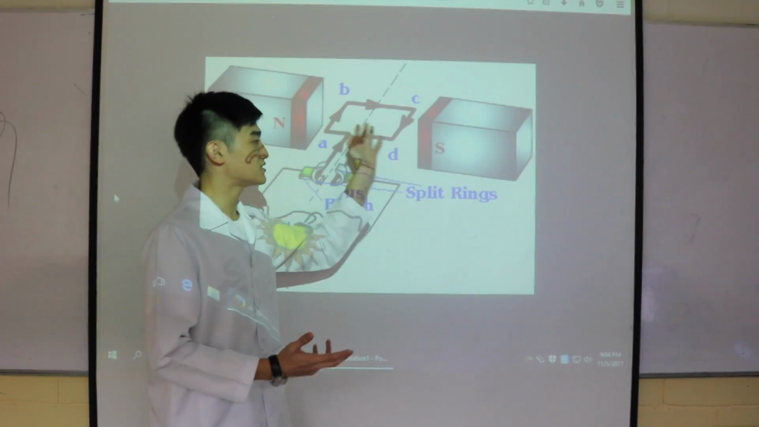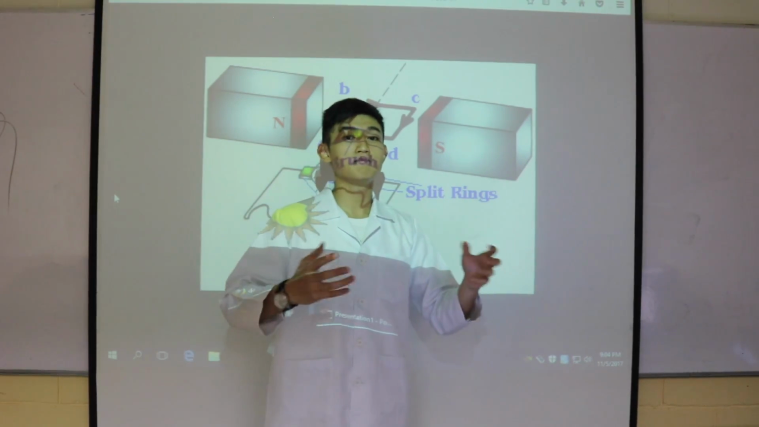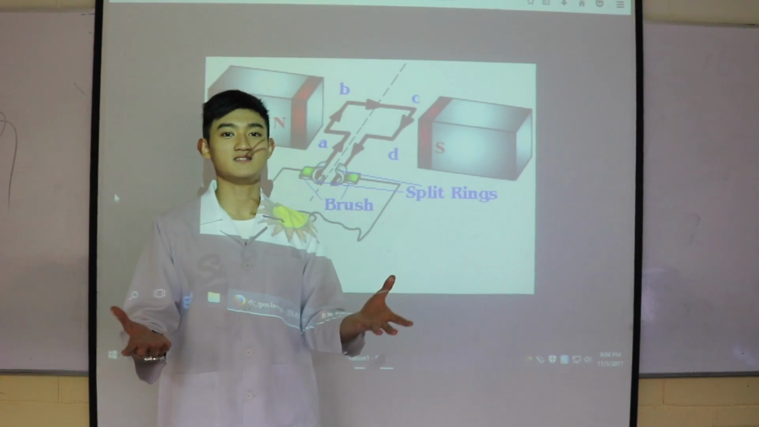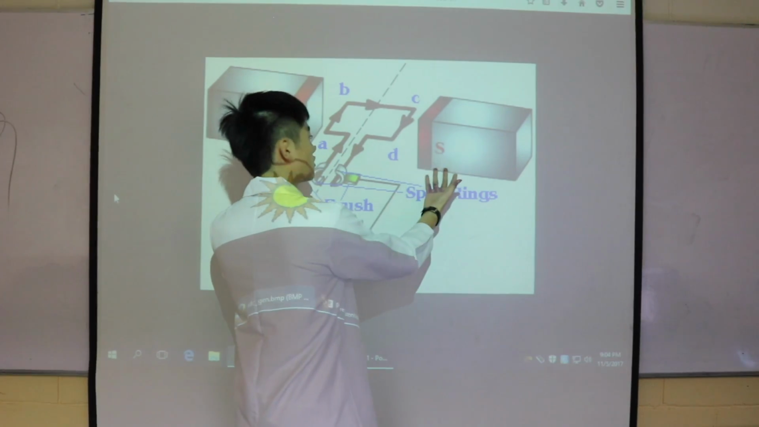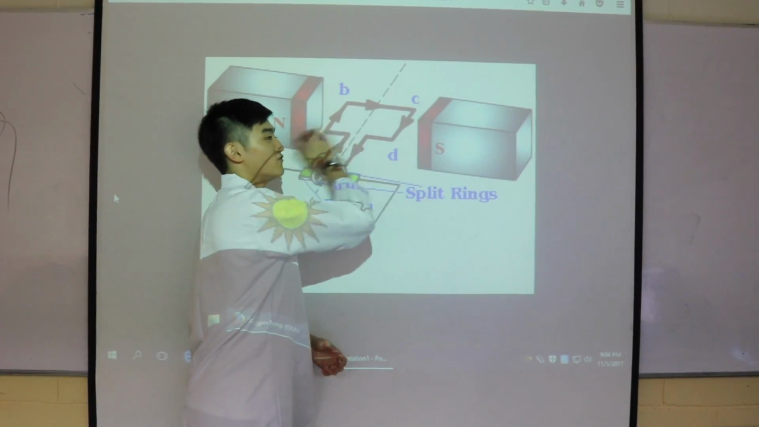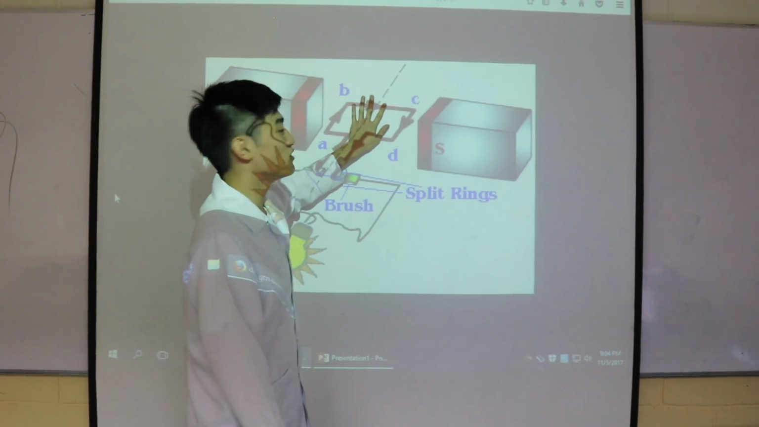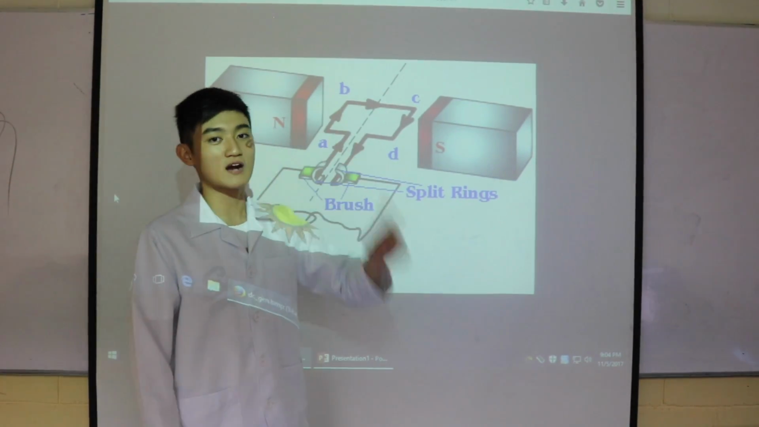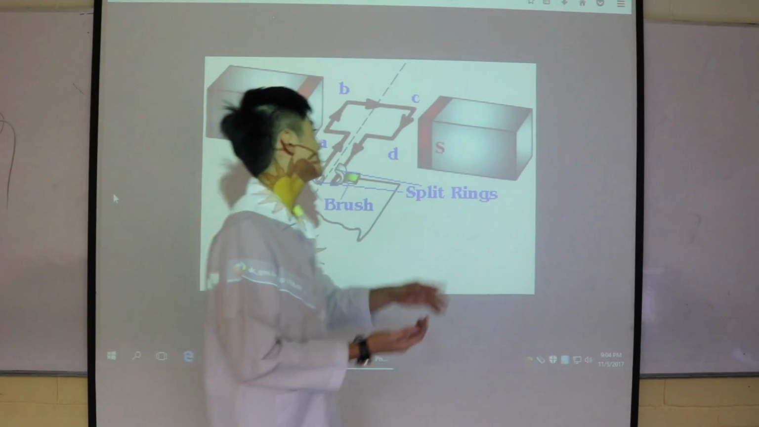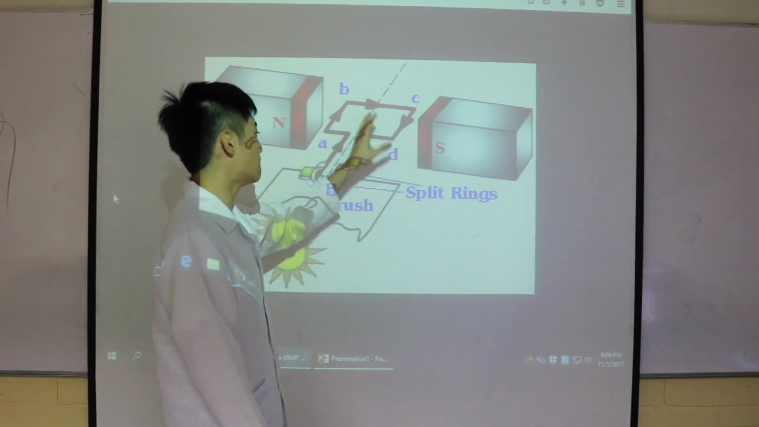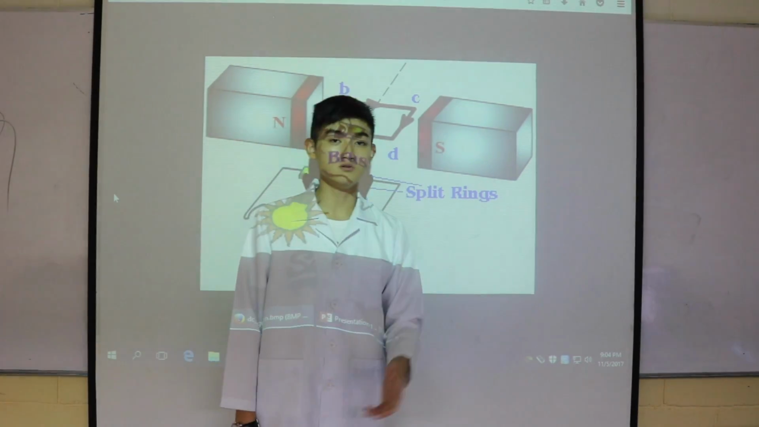How do we increase? First of all, is basically by using stronger magnets. It's easy. By using stronger magnets, you have more magnetic field lines, and by using more magnetic field lines, the coil actually cuts more magnetic field lines than usual. That's why more EMF will be induced.